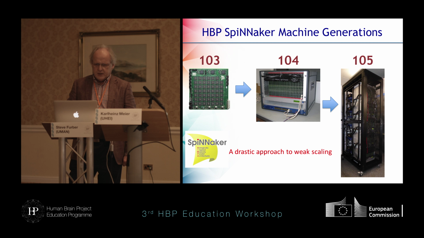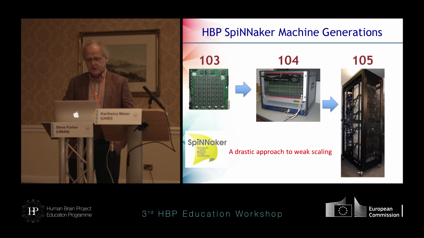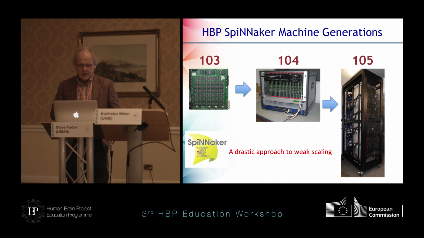And we've built machines. You saw these earlier. The biggest machine that's running is the 105 with 100,000 cores, about mouse brain scale. Again, remember, simple abstract point neuron models. And Karlheinz describes this as a drastic approach to weak scaling. I've not quite worked out how to translate that from the German.